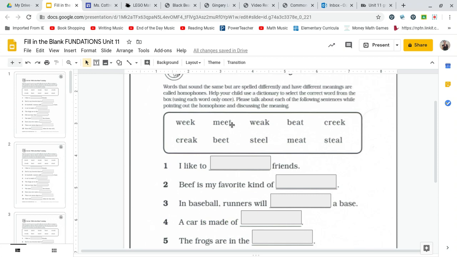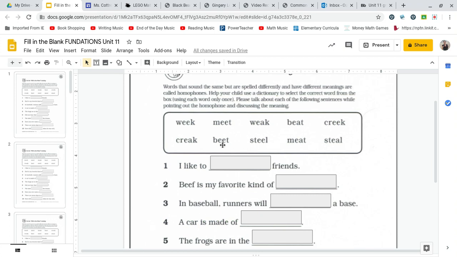Then we have meet and meat. This meet with the two E's is if you are meeting somebody for the first time, right? Or meeting somebody somewhere. And this meat is the type of meat that you eat. And you can remember that one because it actually has the word eat in it.